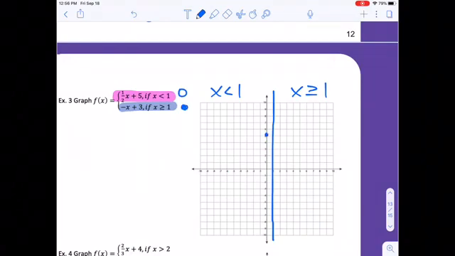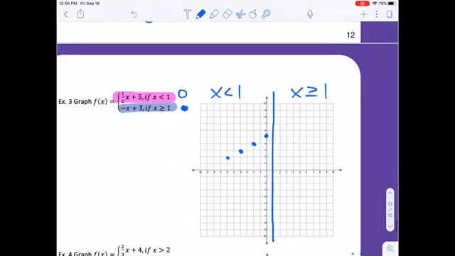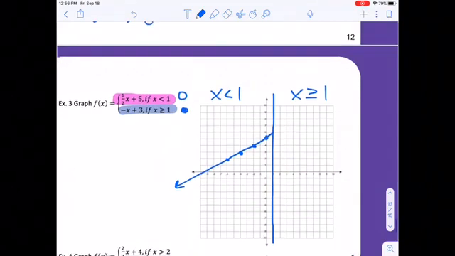I'm going to start at positive 5. Then I'm going to fall 1, run 2. It must be a positive slope, but I don't want to go on the other side of the blue line, so I'm graphing this way. So that is my 1/2 x plus 5. I'll have an open circle on that x equals 1 line. And that is my first piece graphed.